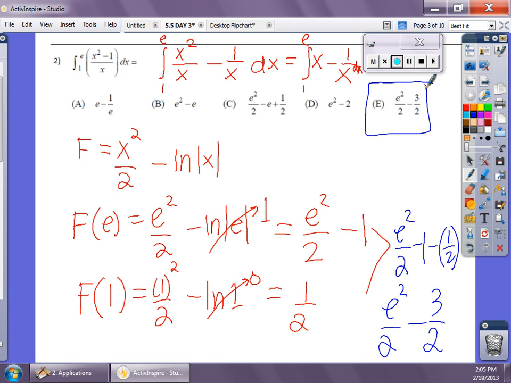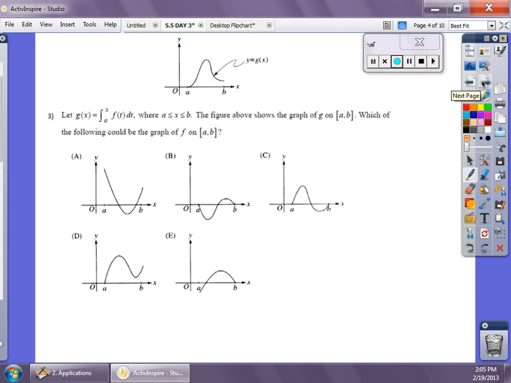Next guy. This is the one a lot of people lost some points for because I asked that you actually show your reasoning. So when you see this statement, the first thing you should do is take the derivative of both sides, and you get g prime is equal to f of x.